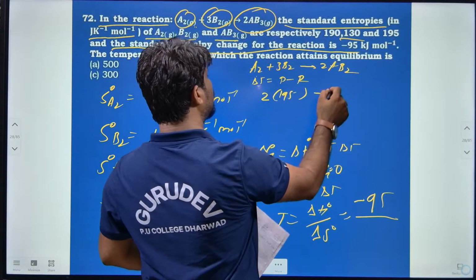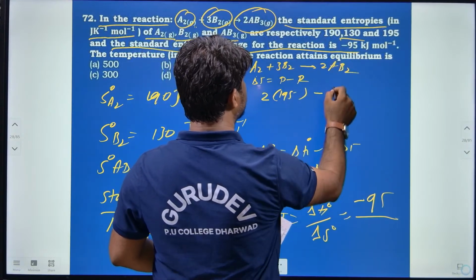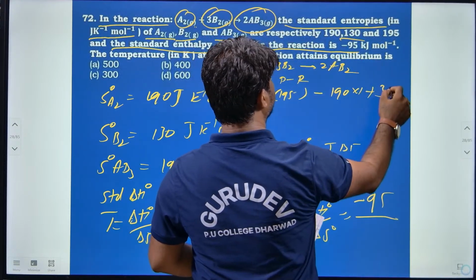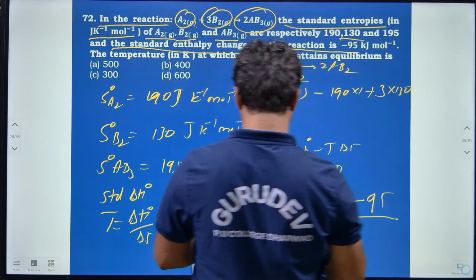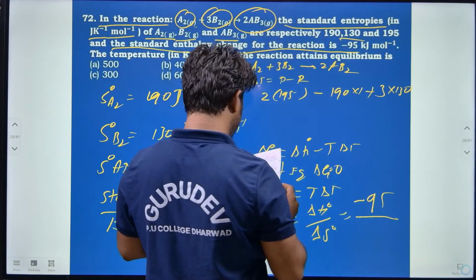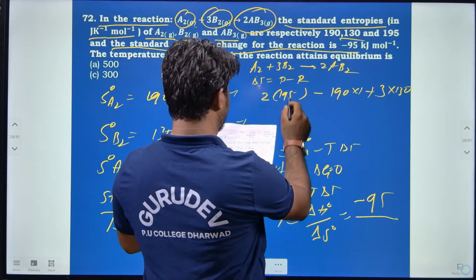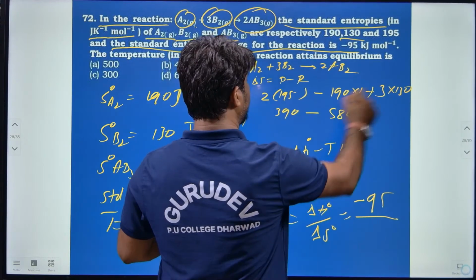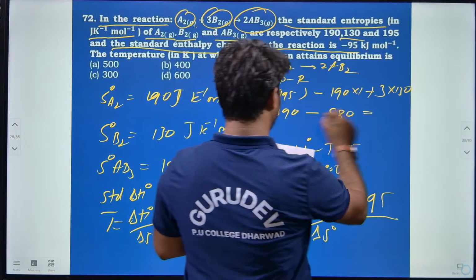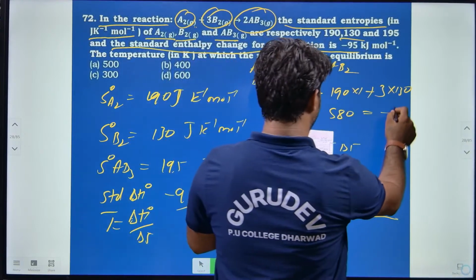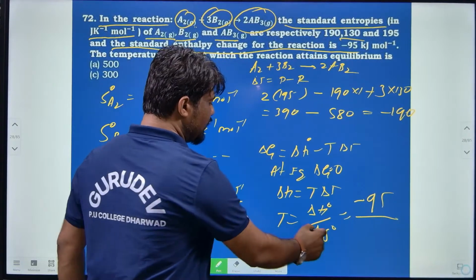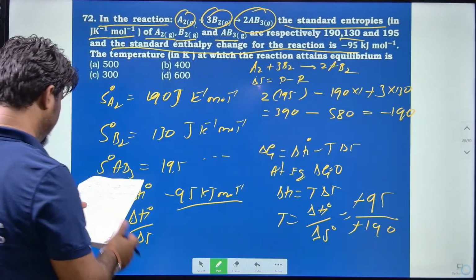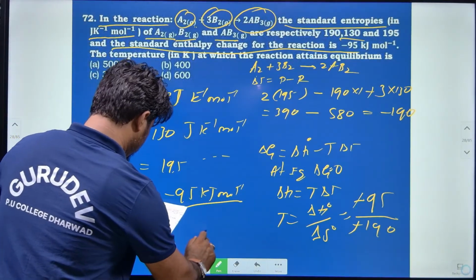For the reactants, A2 is 190 into 1 plus 3 into 130. On further simplification, this is 390 minus 580 on the whole, so ultimately I get minus 190. So I got the delta S value as minus 190. Minus minus will get cancelled, so 95 divided by 190.